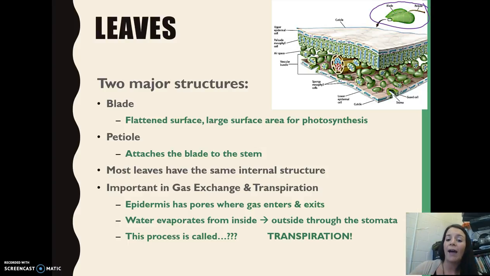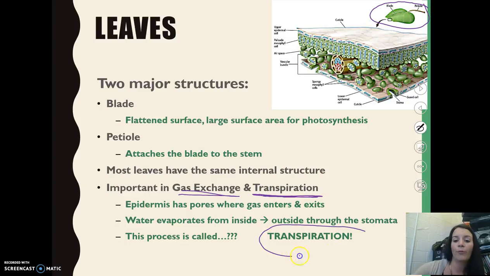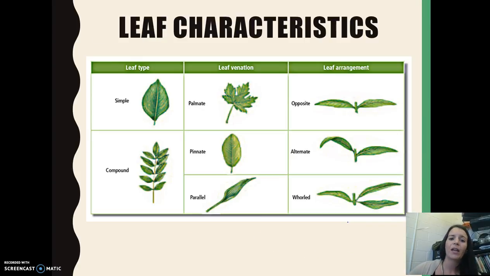Now, most leaves have the same internal structure, and like we talked about when we discussed the water cycle, they're important in transpiration and gas exchange, which we know from photosynthesis. The epidermis is where those pores are, and those pores are the stomata. Water is going to evaporate from the inside, exit the stomata, and as you know or hopefully remember, that process is called transpiration.